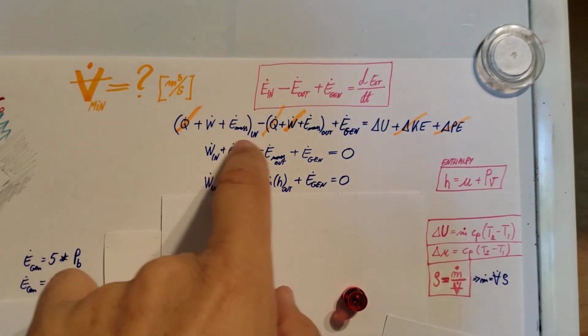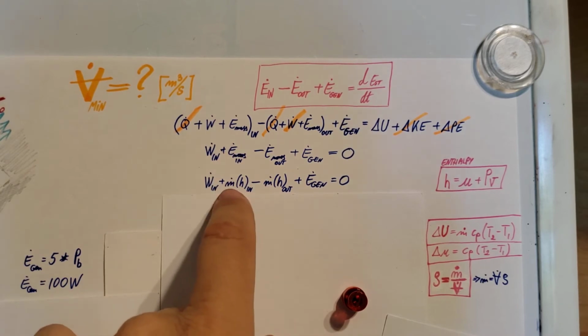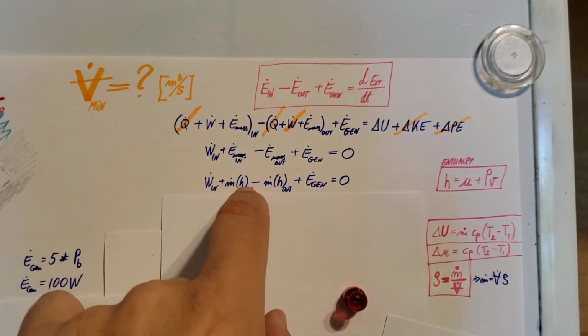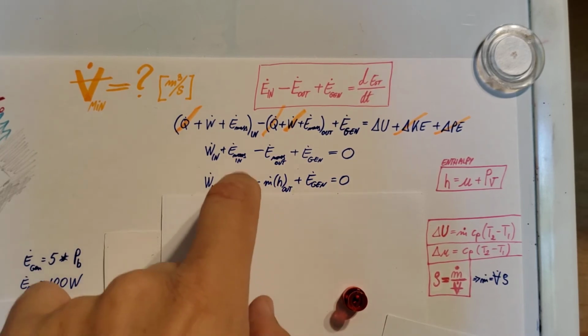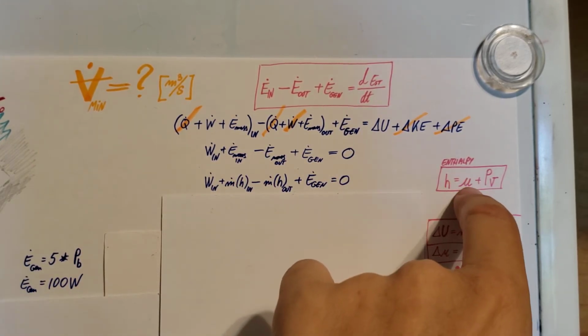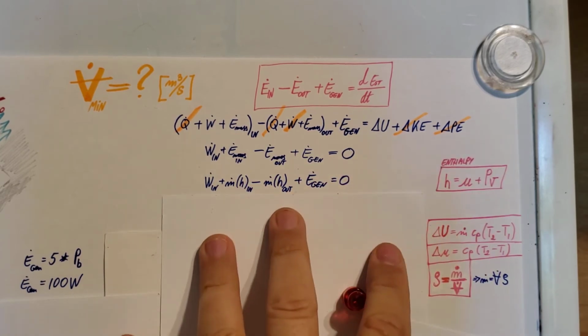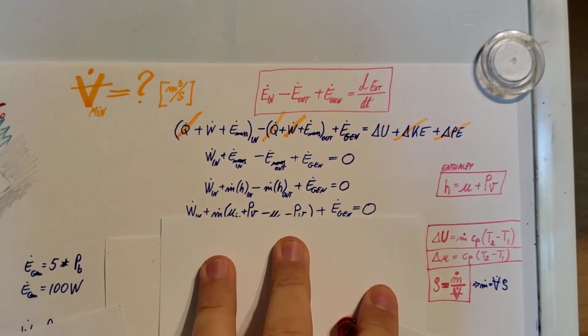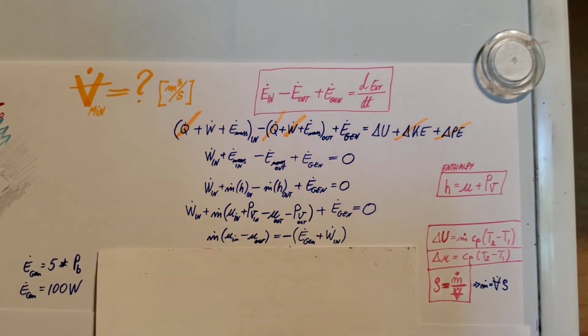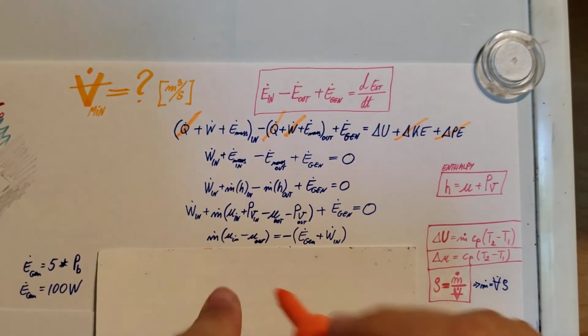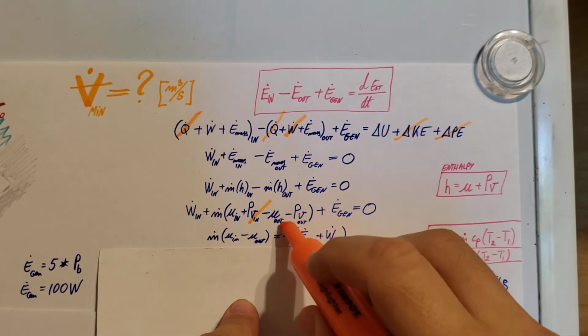Now we can expand these two guys, the mass flow, which is the mass flow rate times enthalpy, in and out for both of them. Now for enthalpy, right here, we know this formula, so we can go ahead and plug that one in. There it is. I factored out our mass flow. Now here we can cross some stuff out again.